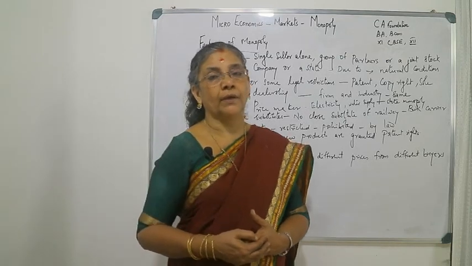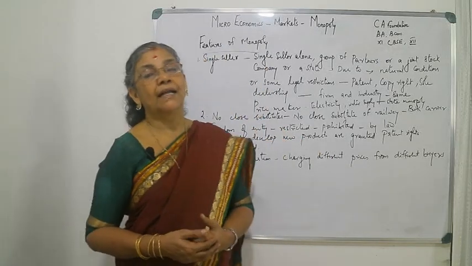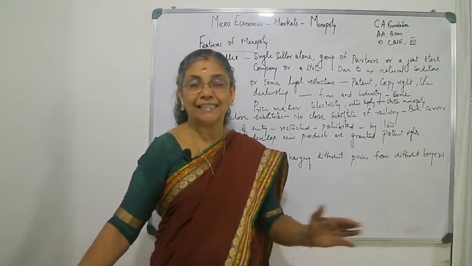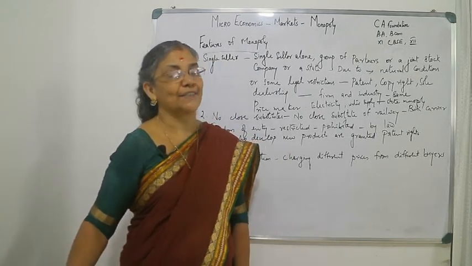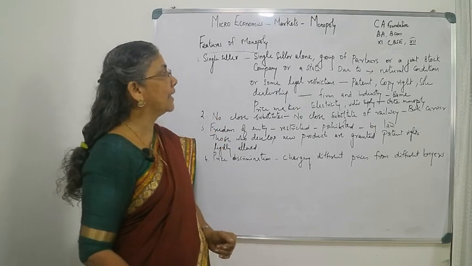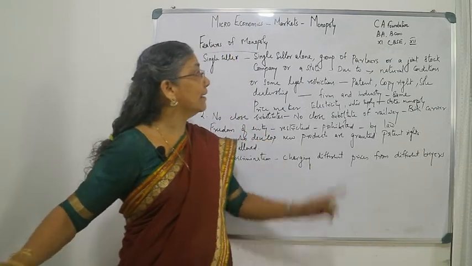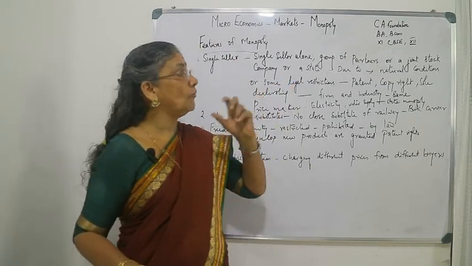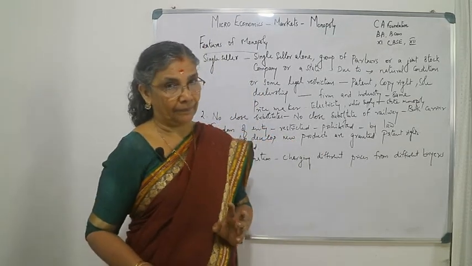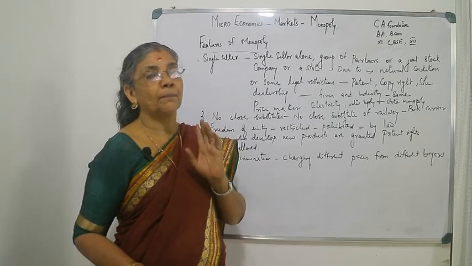What is monopoly? In order to know about monopoly, we have to see its features. This is another market structure, which is the extreme form of market structure. The first feature of monopoly is that there is only a single seller. That may be a group of partners, a joint stock company, or a state. So there is only one seller for the particular product.